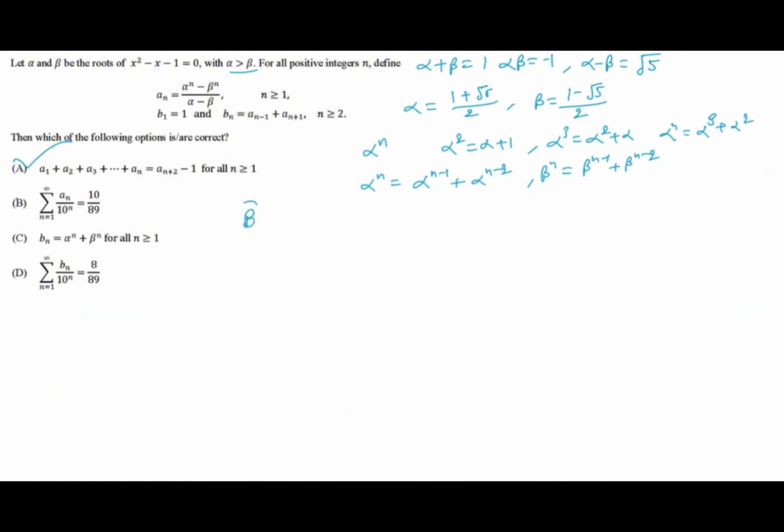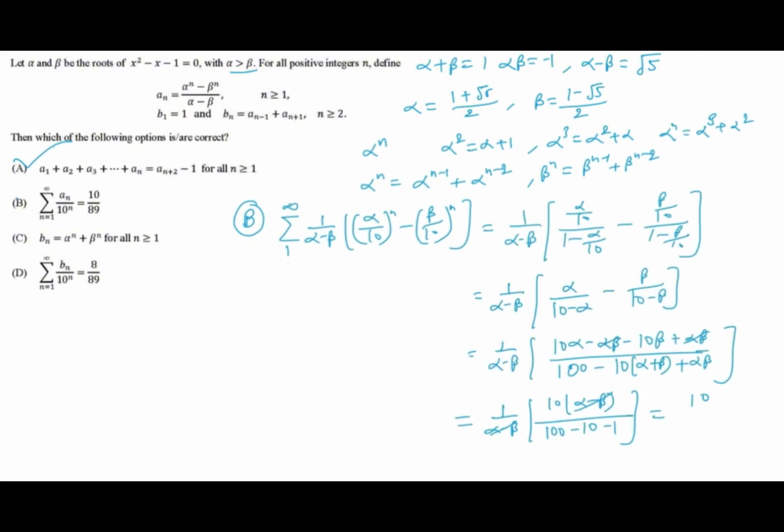Now let's solve option B, which is the sum of an infinite series, an over 10 to the power n. So I can just write alpha minus beta, which is independent of n, so alpha by 10 to the power n minus beta by 10 to the power n from 1 to infinity. So we have 10 upon 89. Therefore, option B is also correct.